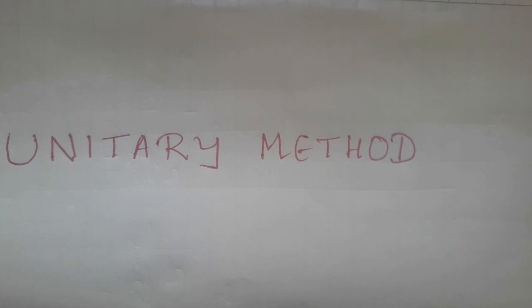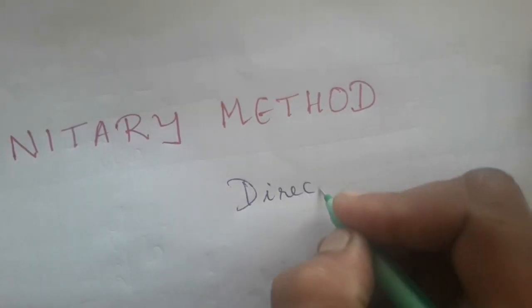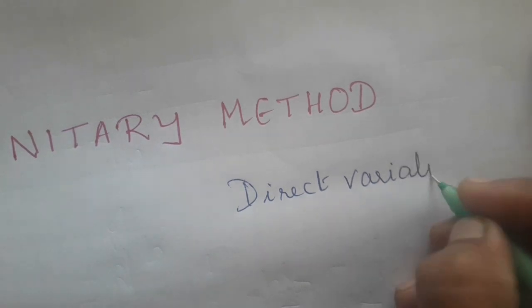Given its importance in our daily lives, let us understand about the unitary method. The word unitary refers to a single or an individual unit. Hence, this method aims at determining values in relation to a single unit. In unitary method, we have two types of variation. One is direct variation and the other is indirect variation.